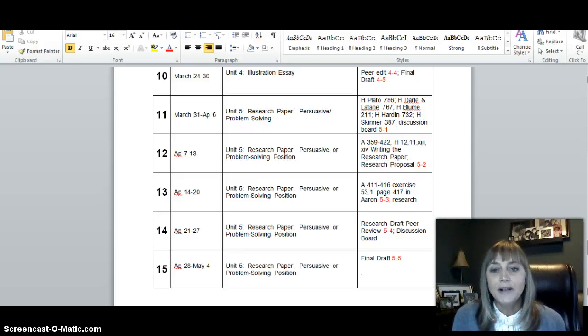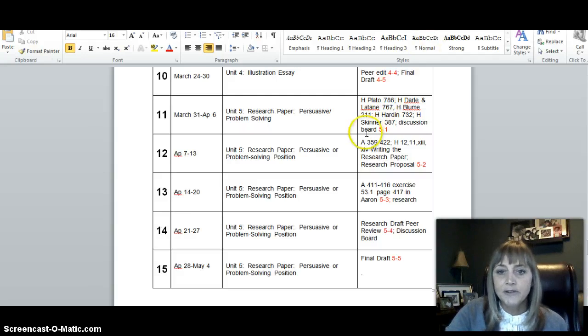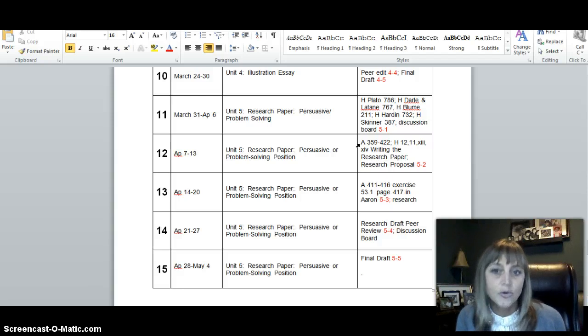We're in week 12 and we are looking at writing our research paper proposal, and that's the only thing you're turning in. Just as a point of reference, this A is the Aaron text, pages 359 to 422, and the H is the Hirschberger text. All of those pages are resources for writing research papers and even writing proposals, okay?